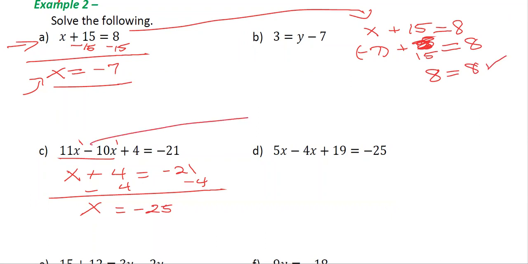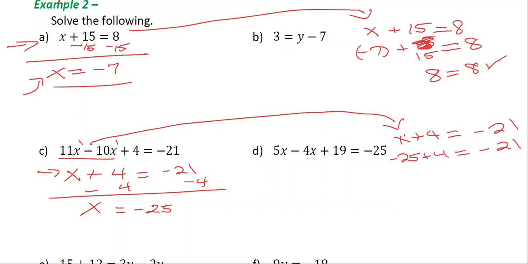Let's check C here. Let's make sure that our answer is a true solution. I'm going to use the combined one here. I haven't moved anything around, but I want to use that x plus 4 because 11x minus 10x gave me 1x, right? So let's plug it in. I have -25 plus 4. Is that equal to -21? Yeah, because -25 plus that 4 gave me -21. So yes, that was a true solution. So check, that's true.